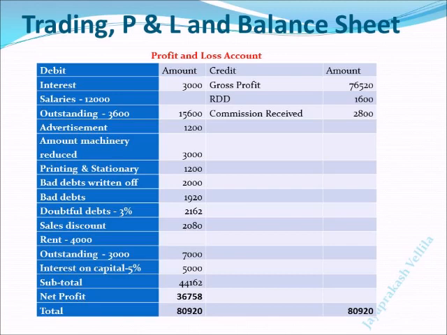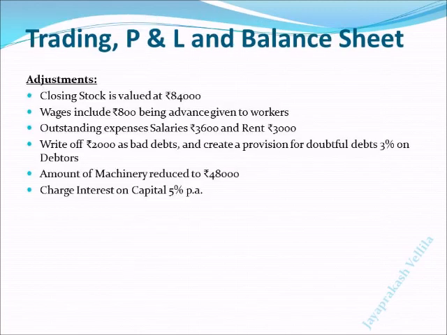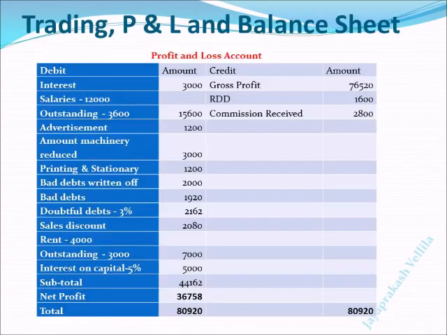Then salaries, we cannot write the salaries on the amount side because as per the adjustments, it is given that outstanding expense salary is 3,600. Therefore, outstanding salary is to be added with the given salary in the trial balance. 12,000 plus 3,600 equals 15,600. Next, advertisement is given at 1,200.